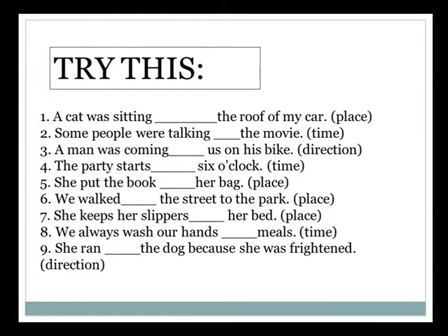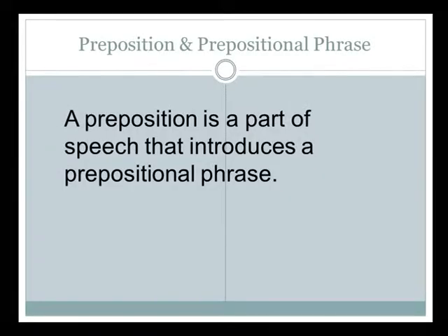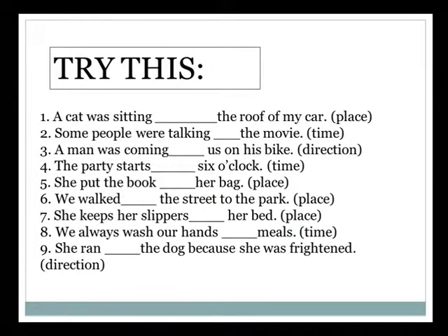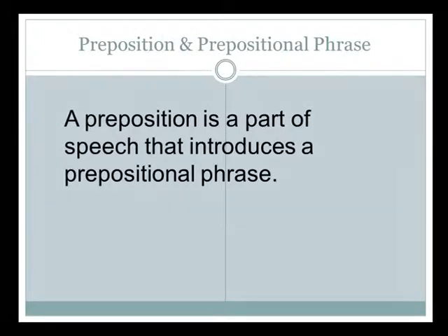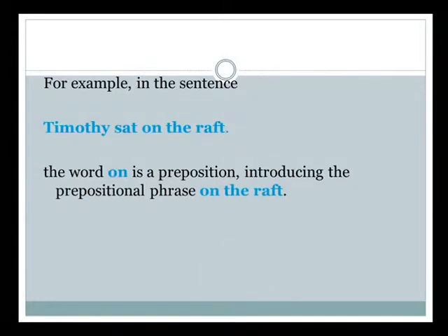Now, after understanding prepositions in detail, we'll talk about prepositions and their link with prepositional phrases. As we saw, a preposition is a part of speech that introduces a prepositional phrase. For example, in this sentence, Timothy sat on the raft, the preposition, as you must have noticed, is on, and the prepositional phrase here is on the raft. So I can say a prepositional phrase is the preposition plus the noun that follows it.